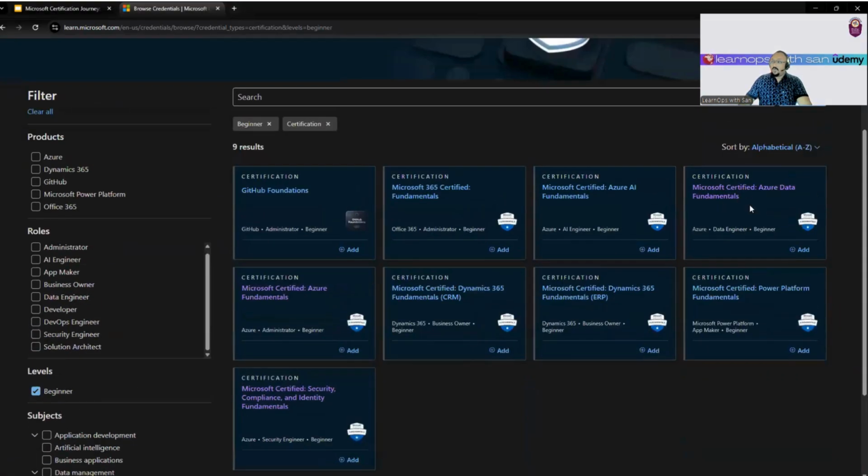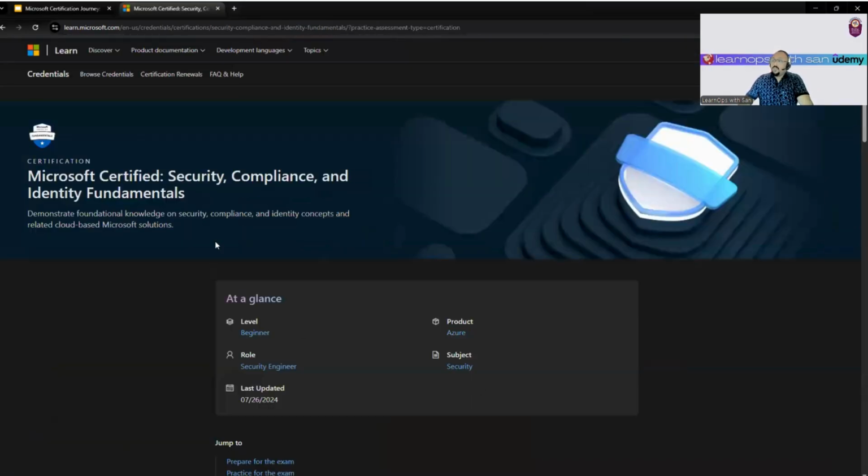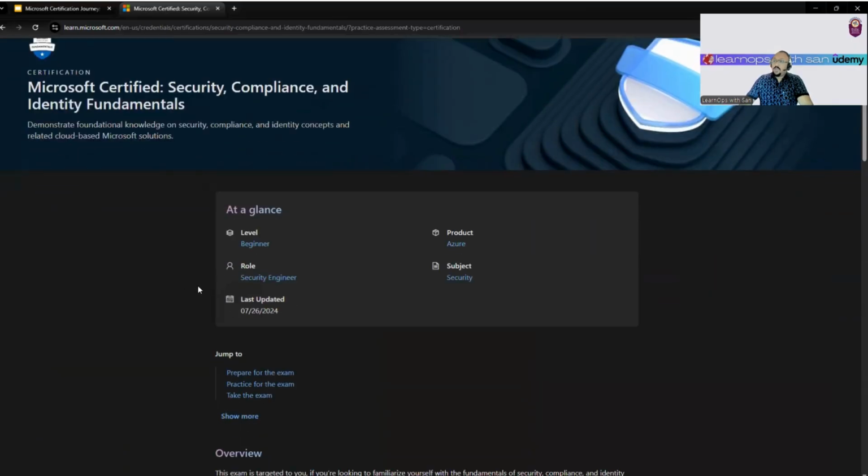And this is where you see all the 9 certifications that we spoke about, the 8 from Microsoft and the 1 from GitHub. So now, how exactly do you go deeper into this? If I take an example, let's say the one which we spoke about, maybe the Security, Compliance and Identity Fundamentals. When I select this particular learning path within the Microsoft Learn portal, at a glance, I'll see everything in and around what the certification is all about. It's a beginner category belonging to the product suite of Azure.